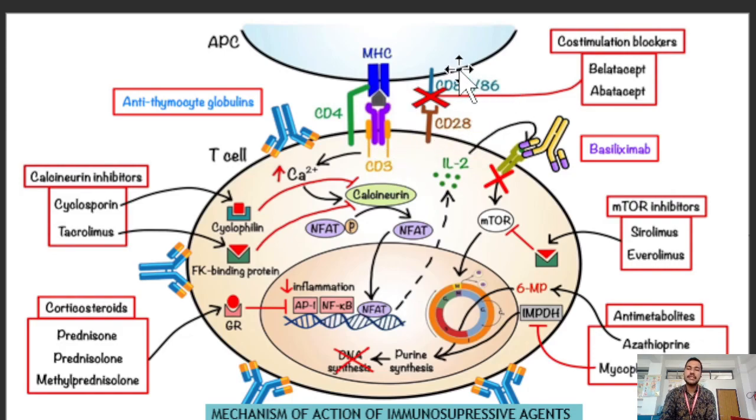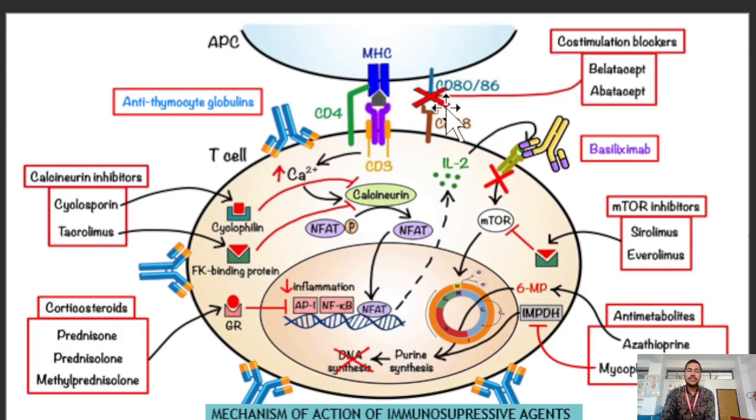The secondary binding takes place between the CD80/86 of the APC and the CD28 of the T cell, and this is called the secondary binding. Now this is called the primary binding, and this is called the secondary binding.